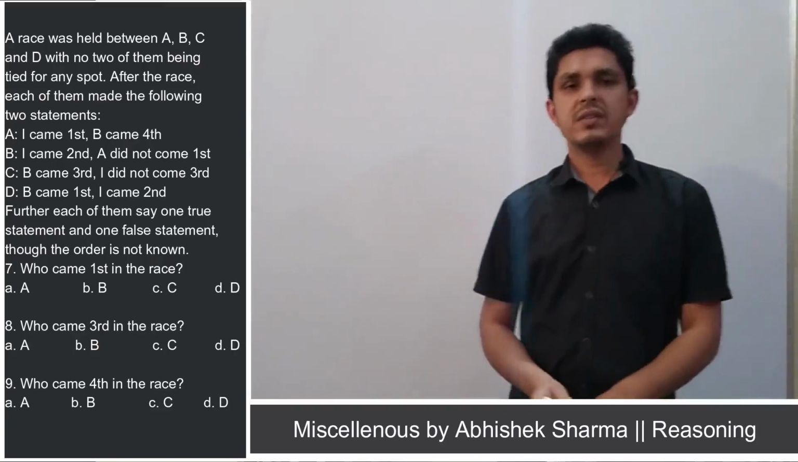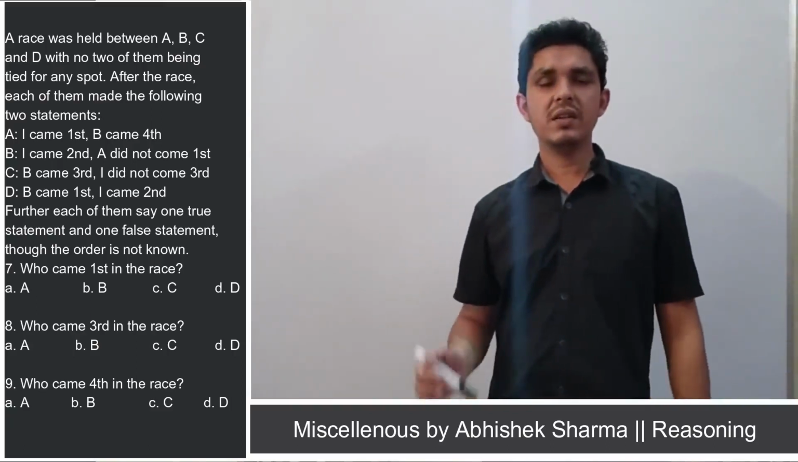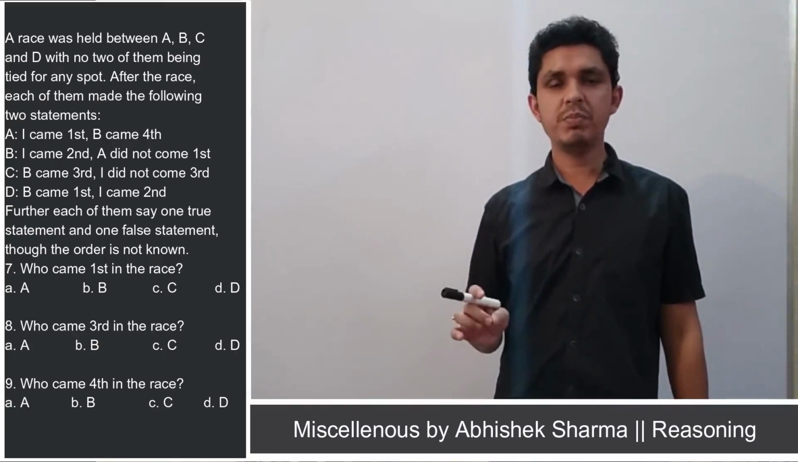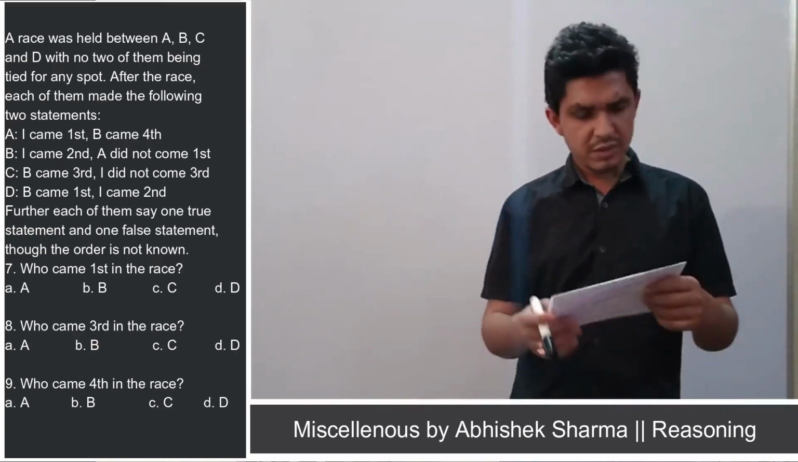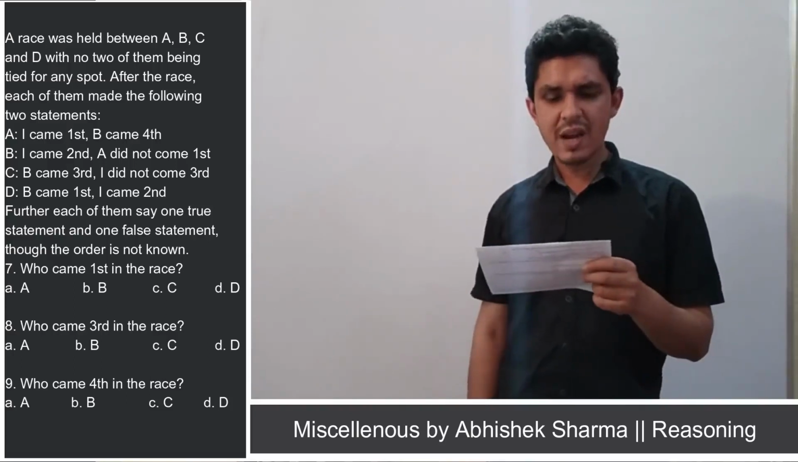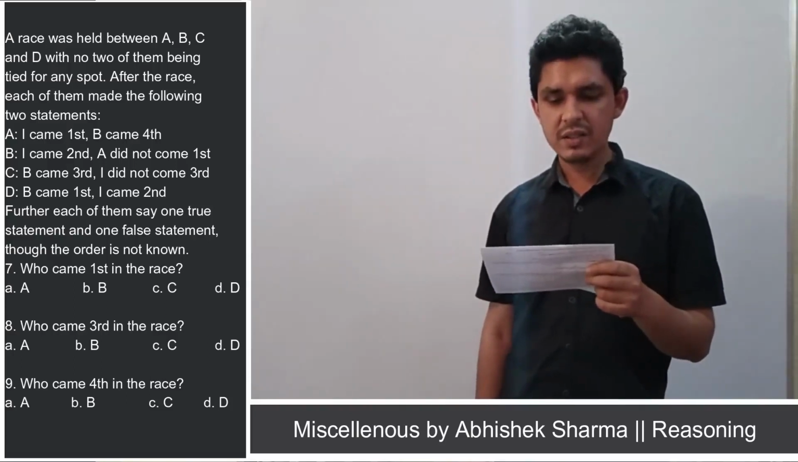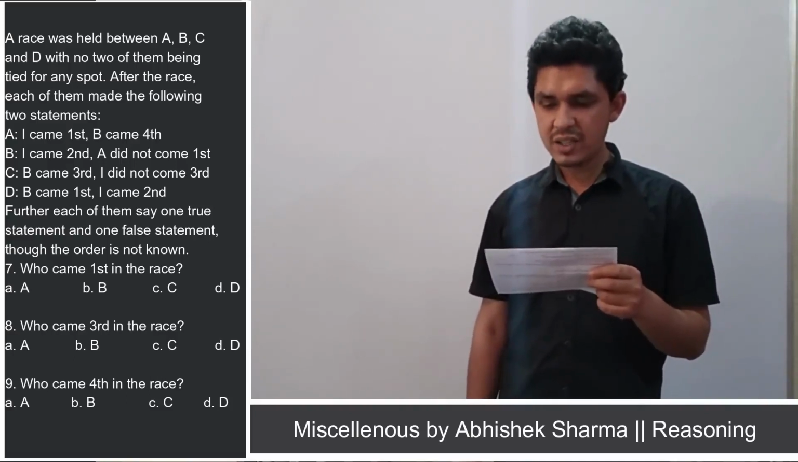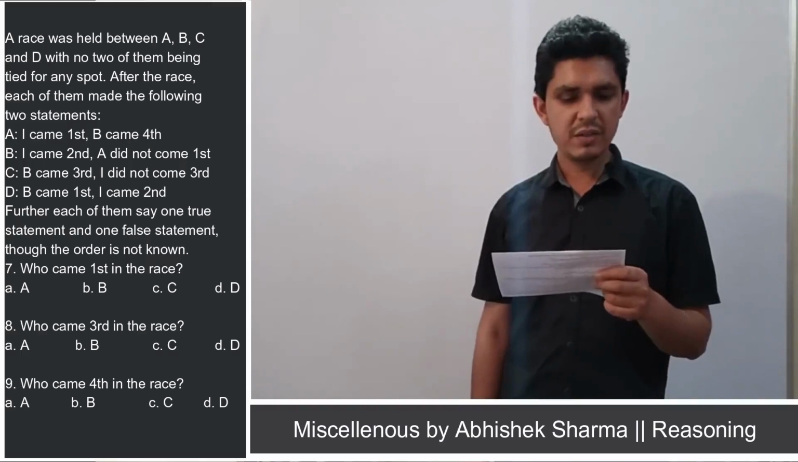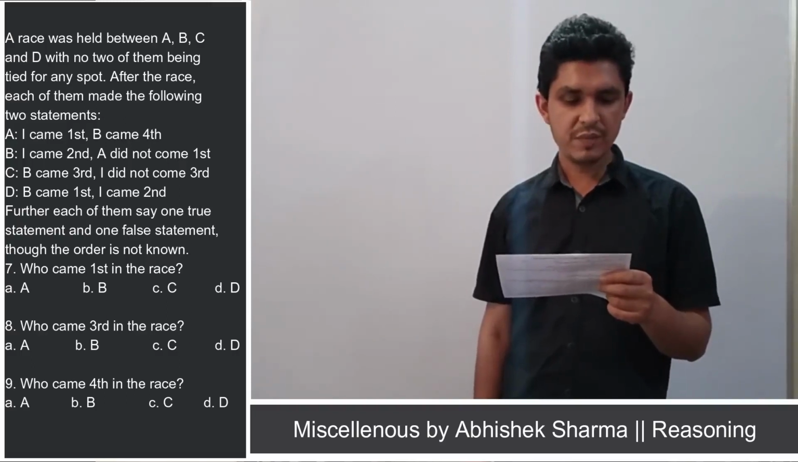So our next question is based on the race between the 4 people A, B, C and D, right? So the question is like a race was held between A, B, C, D with no two of them being tied for any spot. After the race, each of them made the following two statements.